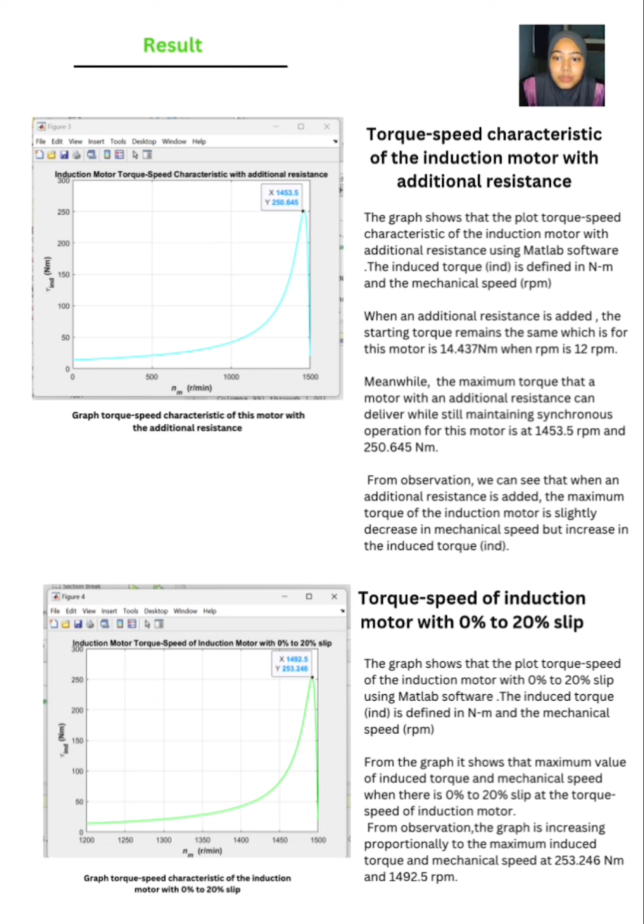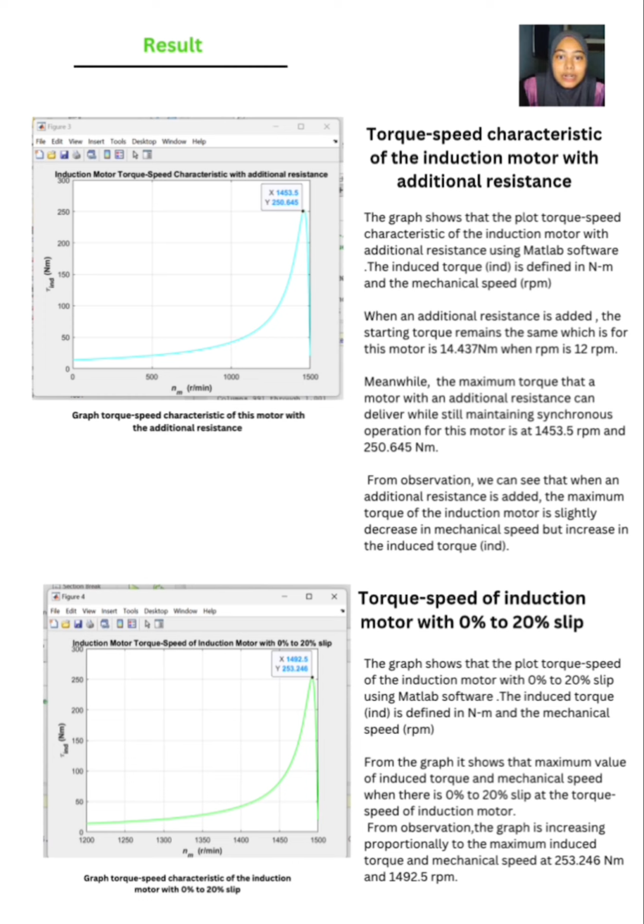Meanwhile, the maximum torque that a motor with an additional resistance can deliver while still maintaining synchronous operation for this motor is at 1453.5 RPM and 250.645 Nm. From our observation, we can see that when an additional resistance is added, the maximum torque is slightly decreased in mechanical speed but increased in the induced torque.